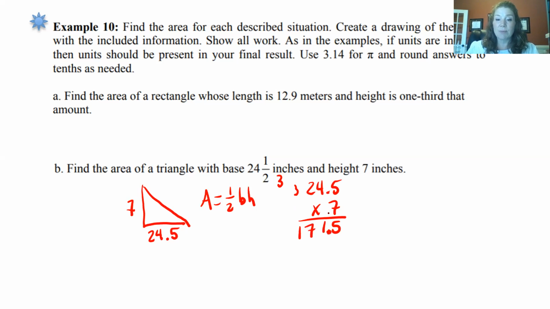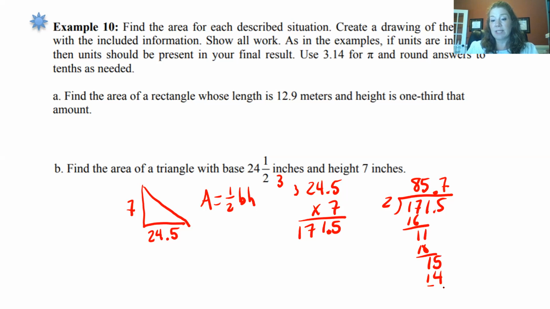So 171.5, and then I'm going to half that. So 171.5 divided by 2. Bring that decimal straight up. All right, 2 will go into 17 8 times with 11 left over. 2 will go into 11 5 times. Bring the 5 down. 7 times 2 is 14 with 1 left over, and 2 will go into 10 5 times. So it's 85.75 inches squared.